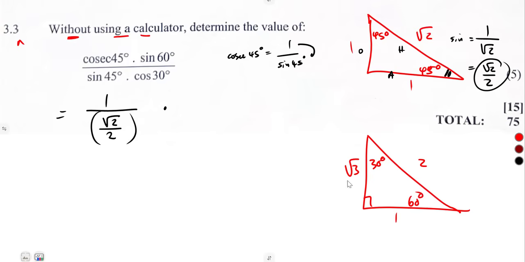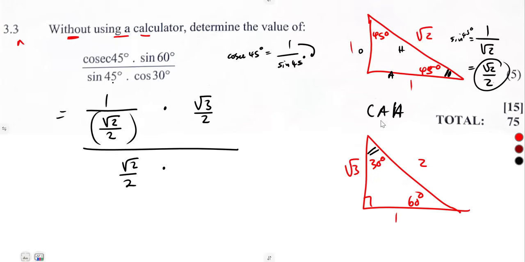Times the sine of 60 degrees. According to 60 degrees, sine is opposite over what? Hypotenuse. So that's the square root of 3 over 2. Opposite over hypotenuse. All right? Everything over the sine of 45. Remember, we already have it here: sine 45, square root of 2 over 2. Times the cos of 30 degrees. According to 30, cos is adjacent over what? Hypotenuse. Adjacent over hypotenuse, square root of 3 over 2. According to 30 degrees, this is our adjacent, this is our hypotenuse, and this will be your opposite.